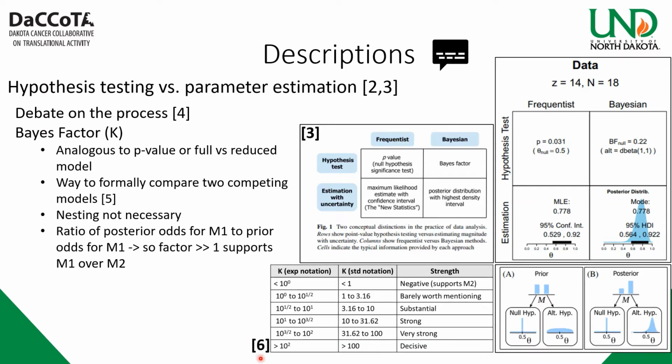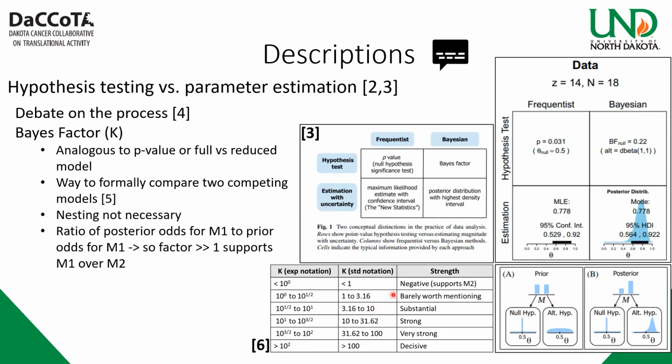And here is typically what different values of Bayes factor tell you. A lot of times they'll use exponential notation. I converted it to standard notation for better explanation. So if it's less than 1, there's negative support, so it supports the other hypothesis.